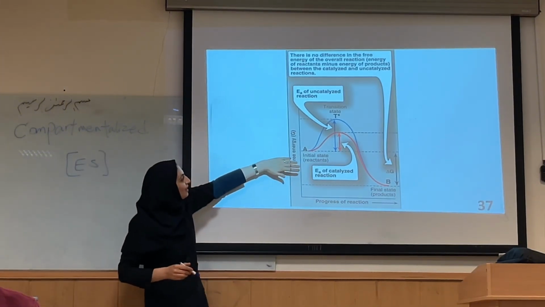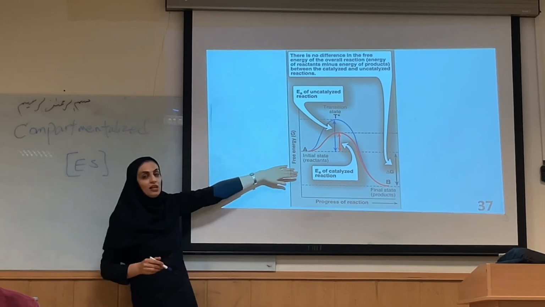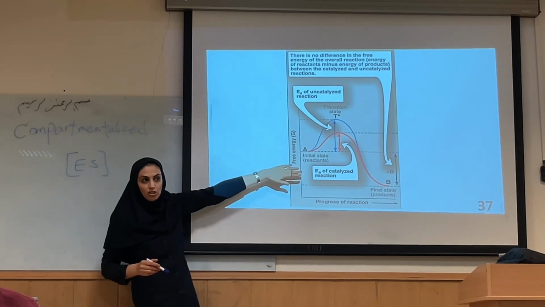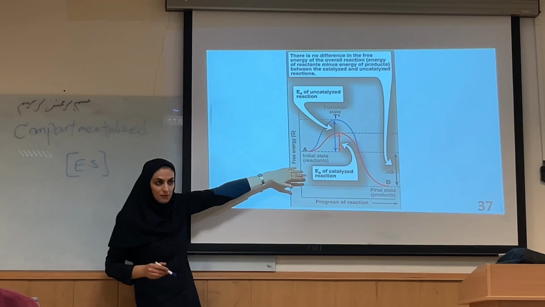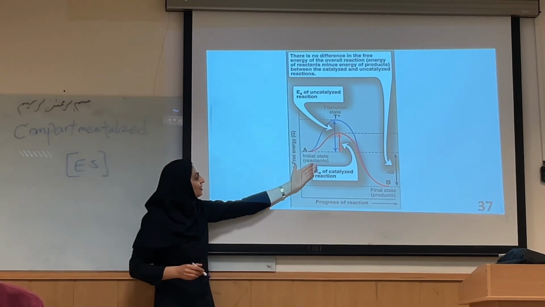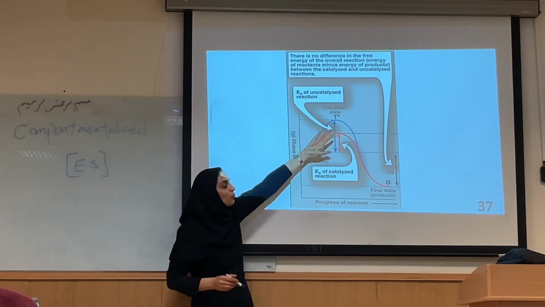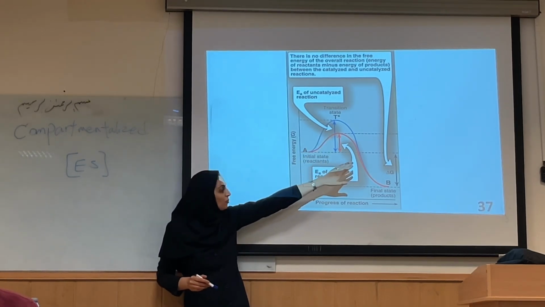You can see here the alteration in free energy, or delta G. Do you know about delta G? Yes, it gives free energy. You can see here that the initial state is the same in both situations, with enzyme and without enzyme.